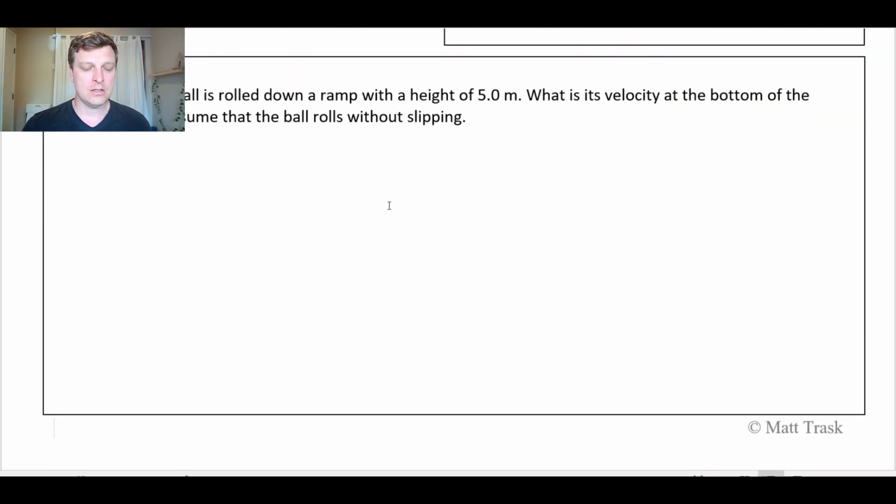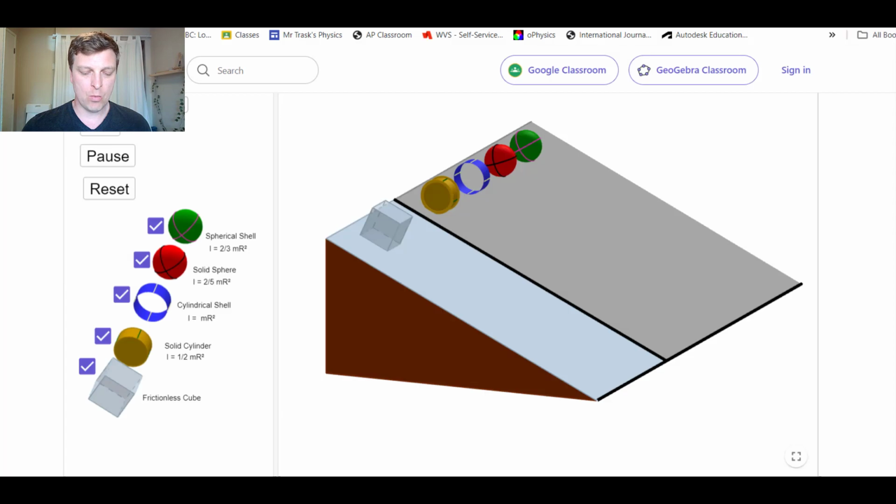Okay, let's look at one last example here. So we've got a solid spherical ball rolled down a ramp with a height of 5 meters. What is the velocity at the bottom of the ramp? And you can assume that the ball rolls without slipping. Now, let's just think about this as an example. So when I have different shaped objects rolling down ramps, they might behave in ways that are slightly unexpected.